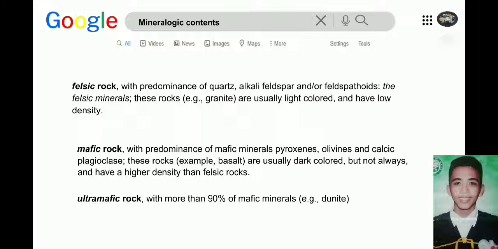And the last is ultramafic rock, with more than 90% of mafic minerals. The example here is dunite.